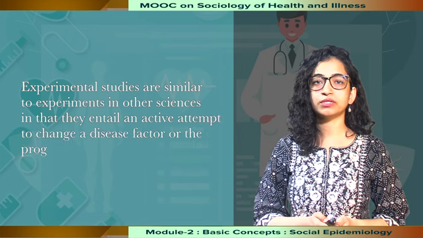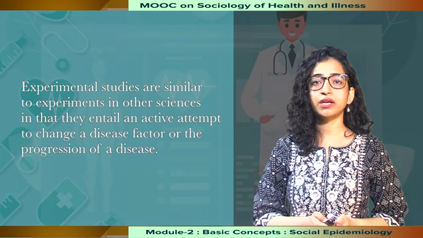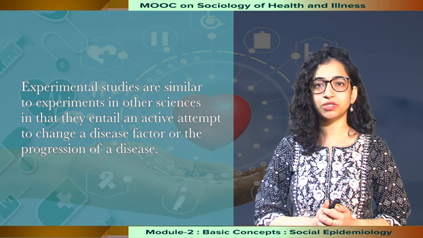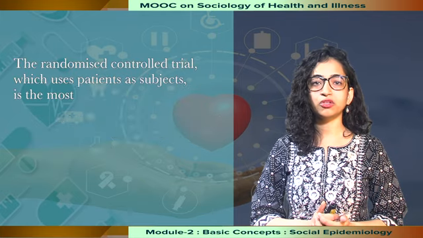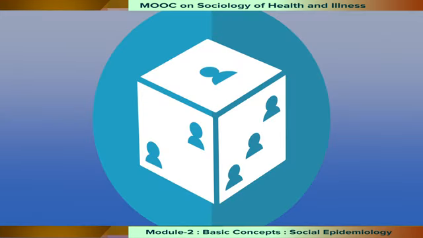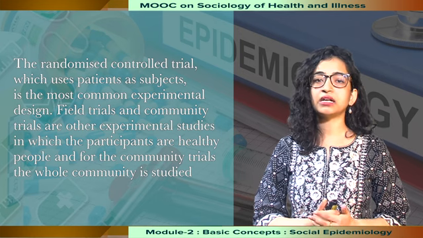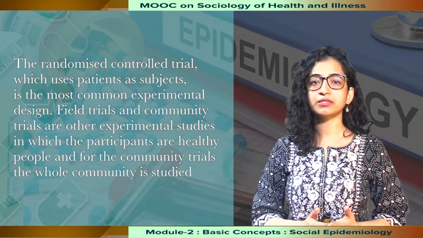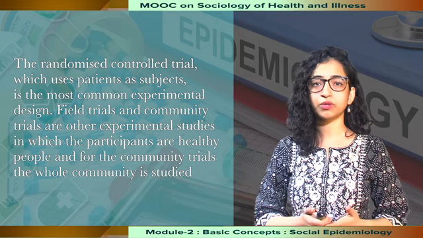The second core study is the experimental studies. These studies are similar to experiments in other sciences in that they entail an active attempt to change a disease factor or the progression of a disease. The randomized control trial, which uses patients as subjects, is the most common experimental design. Other than that, field trials and community trials are the two other experimental studies in which the participants are healthy people, and for the community trials, sometimes the whole community is studied.